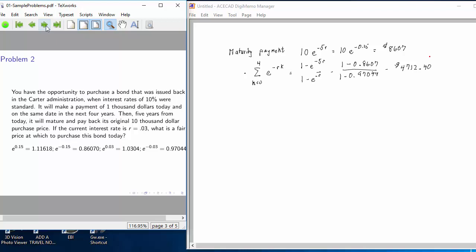It's a little bit less than $5,000 for the simple reason that getting $1,000 in the future is not as good as getting that $1,000 today if you can put your money in the bank and grow interest. And the total is the sum of these two, $13,319.40.